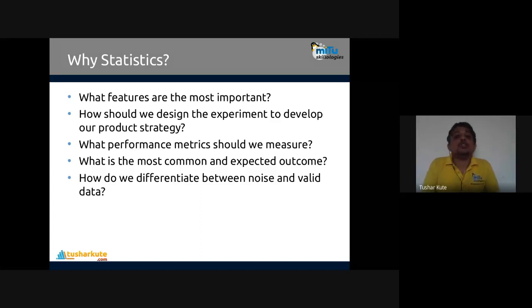Second, how should we design the experiment to develop our product strategy? We know that if I do this operation, my result is that, so there's a connectivity present there. Based on that, we define a strategy. You change your input to get the expected output. So that strategy design requires statistics, and you can do statistics and perform based on it.